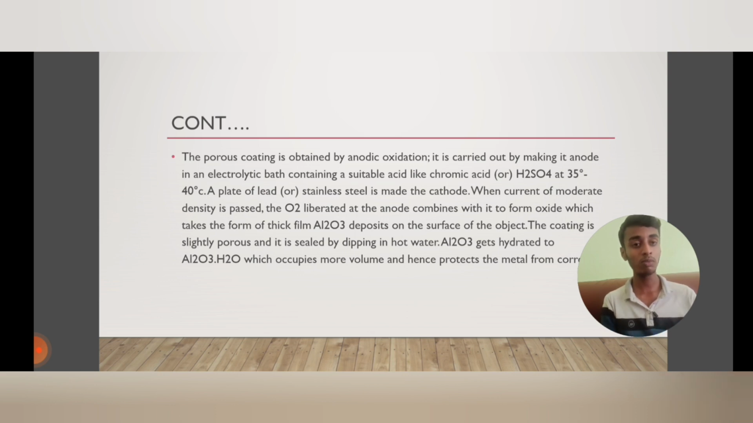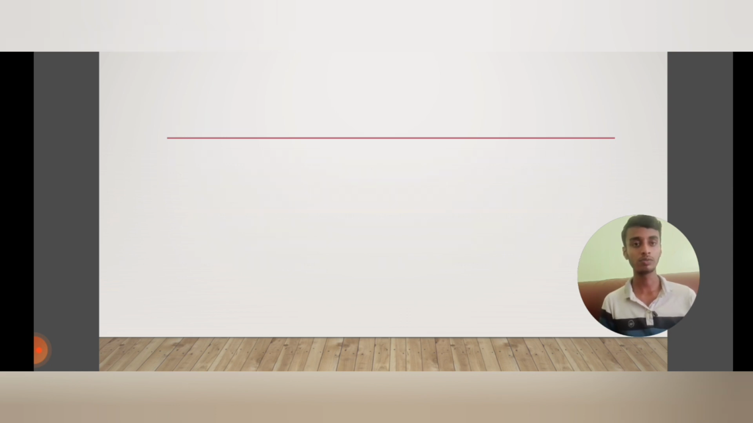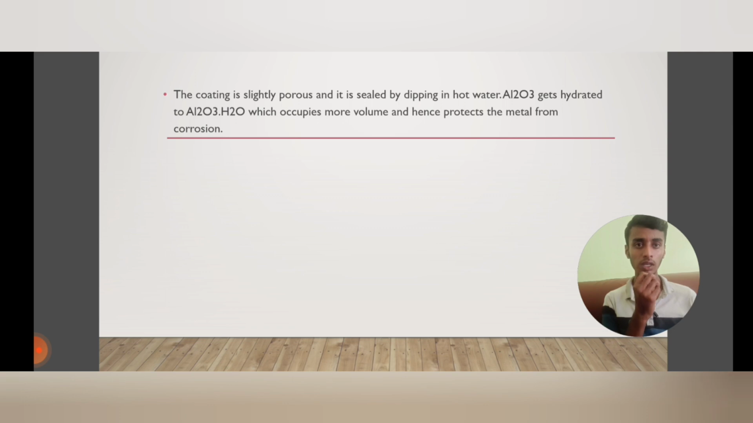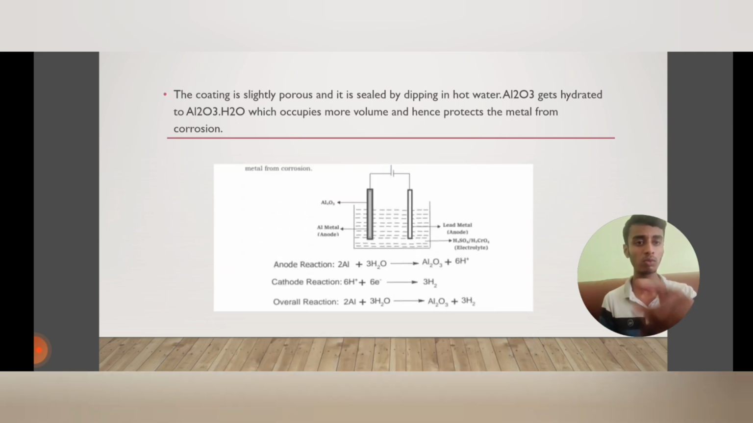And when you dip the Al2O3 in hot water, it gets hydrated to Al2O3.H2O, which occupies more volume and hence protects the metal from corrosion. Now a thin layer of hydrated oxide is formed, and you can see how this process gets converted. Here there are two electrodes, anode and cathode, dipped in the electrolytic solution of H2SO4. And below you can see the reactions at anode, cathode and the overall reaction.